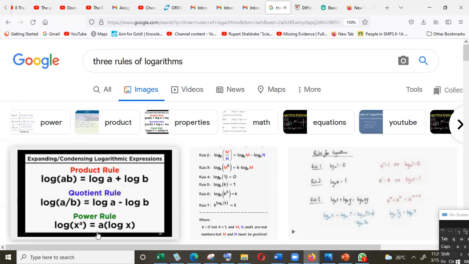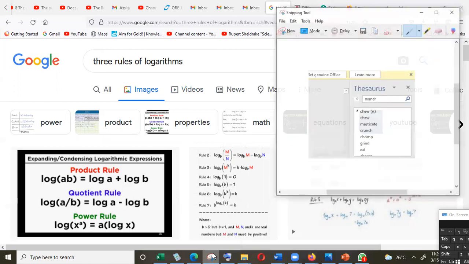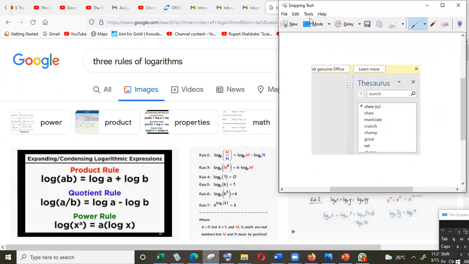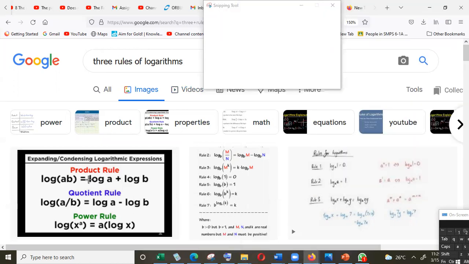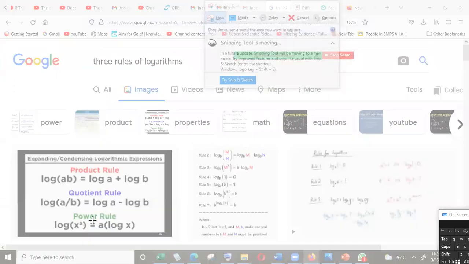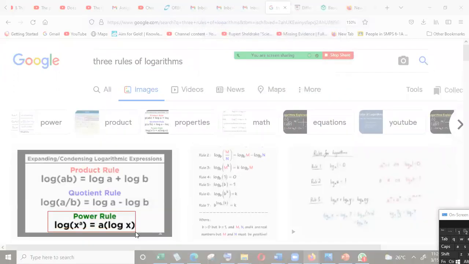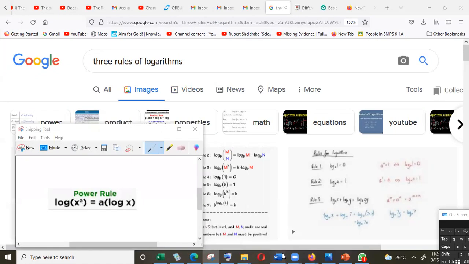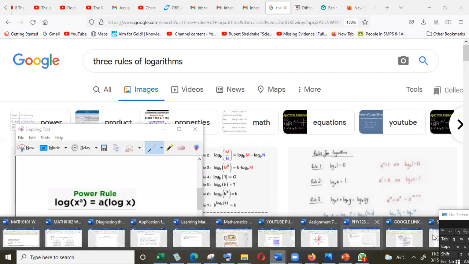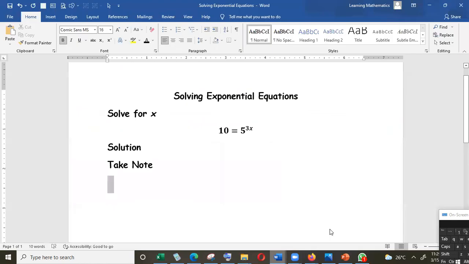But if now you have one letter alone as a base and another letter as a power, then you can apply what you call the power rule. Okay, so take note of the power rule.